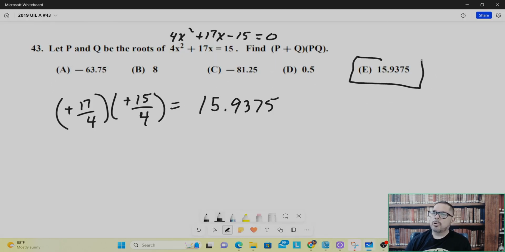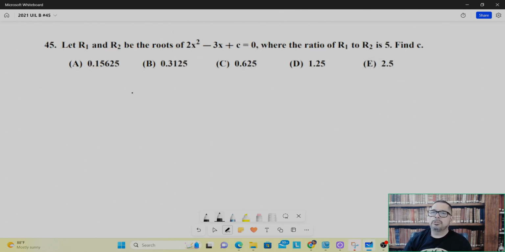All right, so our answer is E. I hope you got that. Again, it's just applying our theorems. So the next problem is from the year 2021, UIL number 45. And there's a little twist to this one.